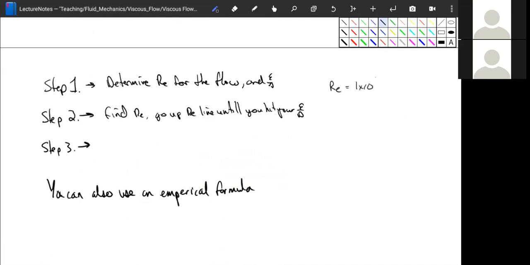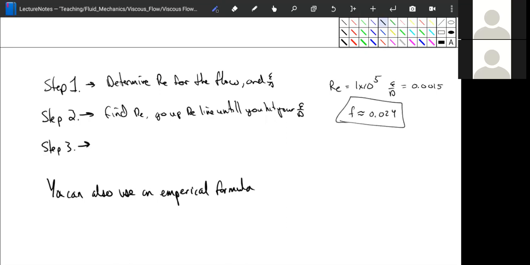1 times 10 to the 5th and an E over D, which is equal to 0.0015. Okay? So go ahead, find that chart, draw your Reynolds number line that goes vertical, find your E over D line, follow the curve of the E over D lines, right? Because it's going to fall somewhere in between. And then go up, find the intersection, go straight across to find what your F number is. And you're going to find out your friction factor is somewhere around 0.024.